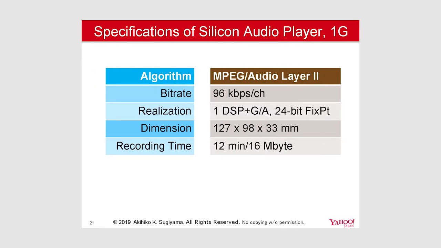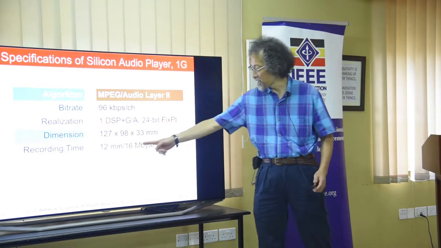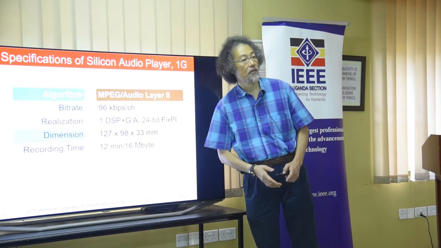So the specification was the bitrate we applied was 96 kilobit per channel. Implementation was done by one general purpose digital signal processor plus one more gate array chip. This DSP was 24-bit fixed point arithmetic. The size was about 13 centimeters, 10 centimeters, and 3 centimeters, weighing, there is no weight. The recording time, if you had 16 megabyte memory, was 12 minutes. If you had twice as big size, like 32 megabytes, it was 24 minutes.